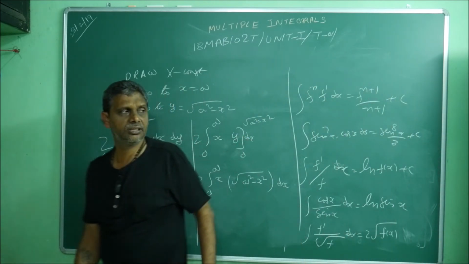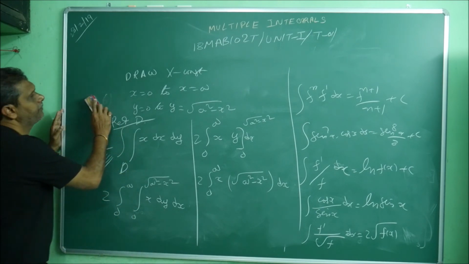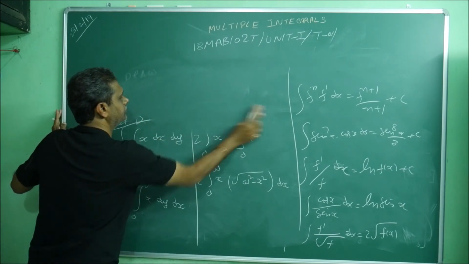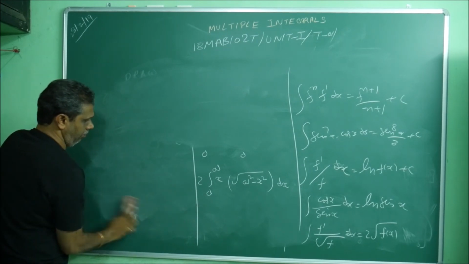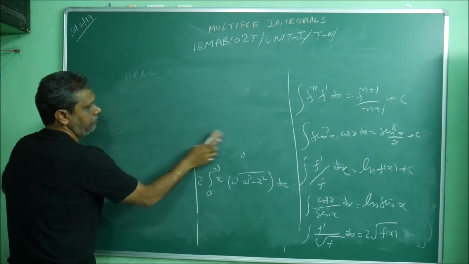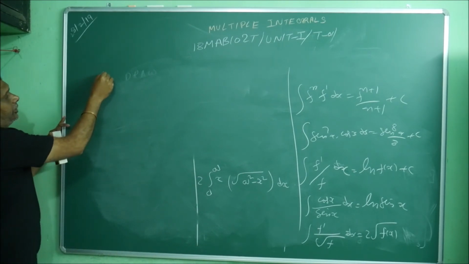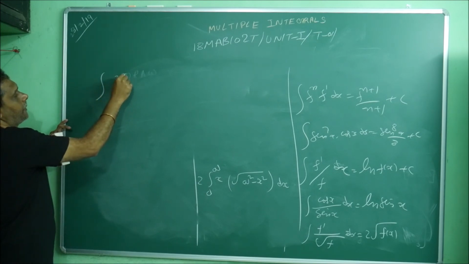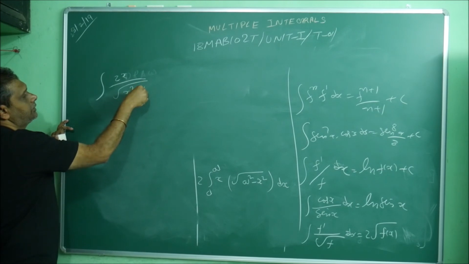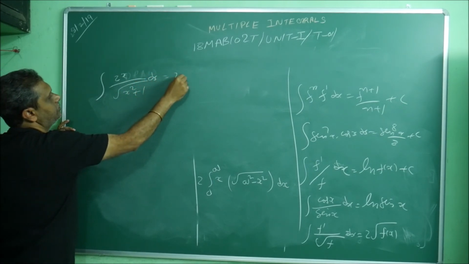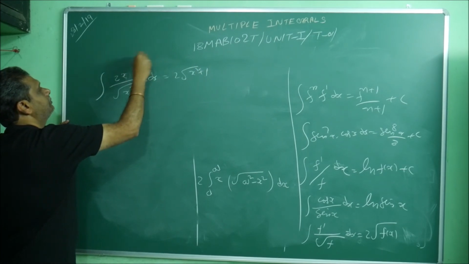Why I am telling all these stories is that suddenly I can use them, I will tell you, don't worry. Suppose we have 2x by root of x square plus 1, the integral is equal to 2 root of x square plus 1. An example.